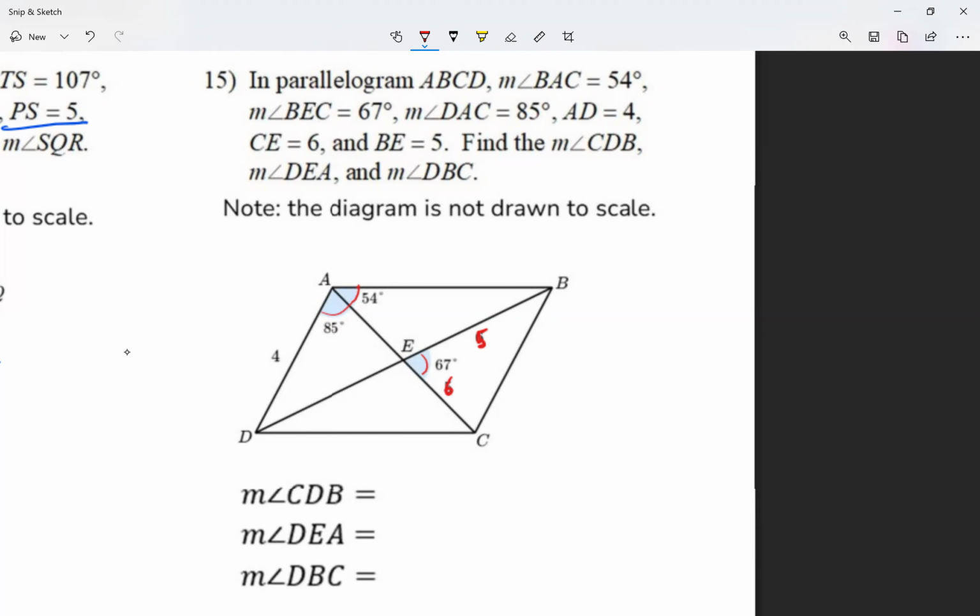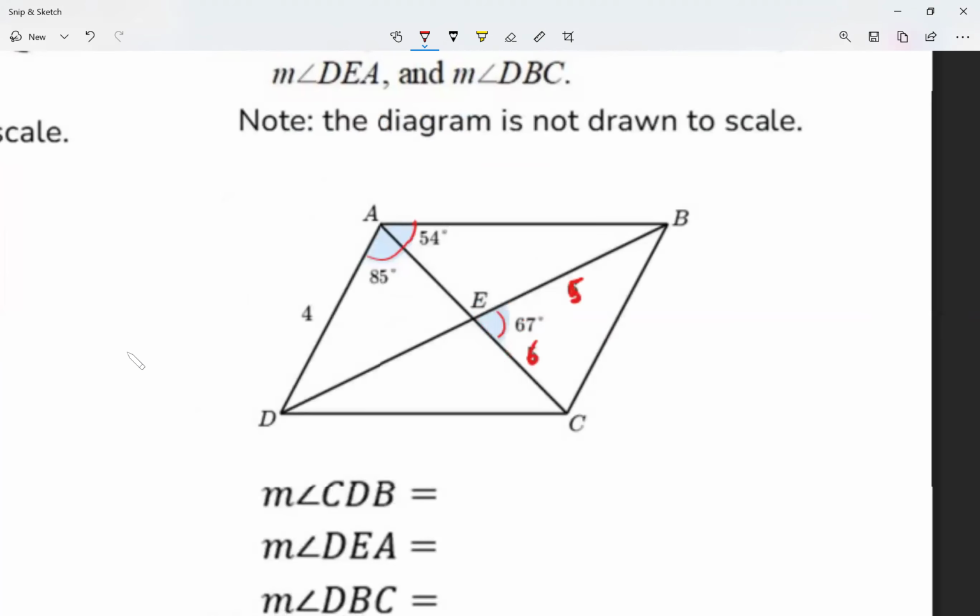Okay, so I'm going to be looking for a few angles. So let me start from the center. I know this angle right here is 67, so I'm going to say this angle here is 67 as well. Now to complete 180, I'm going to call this angle 113 because I know these two angles combined is 180. So that gives me that this other angle here is 113.